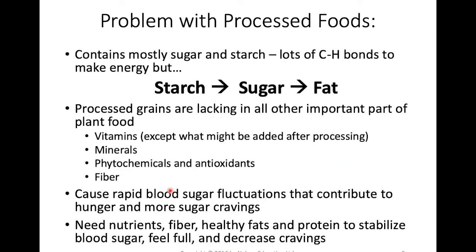Now, the problem with processed foods is that they contain mostly sugar and starch. Lots of carbon-hydrogen bonds, so that's great for energy, but ultimately, once we've stored up the excess sugar as glycogen and all of those stores are maxed out, any excess that we have is going to be converted to and stored as fat. Another thing too with processing is that typically when we process grains, we end up losing a lot of the key vitamins, minerals, antioxidants, and even in some cases, the fiber content, right? That's the difference between your white bread and your brown bread.